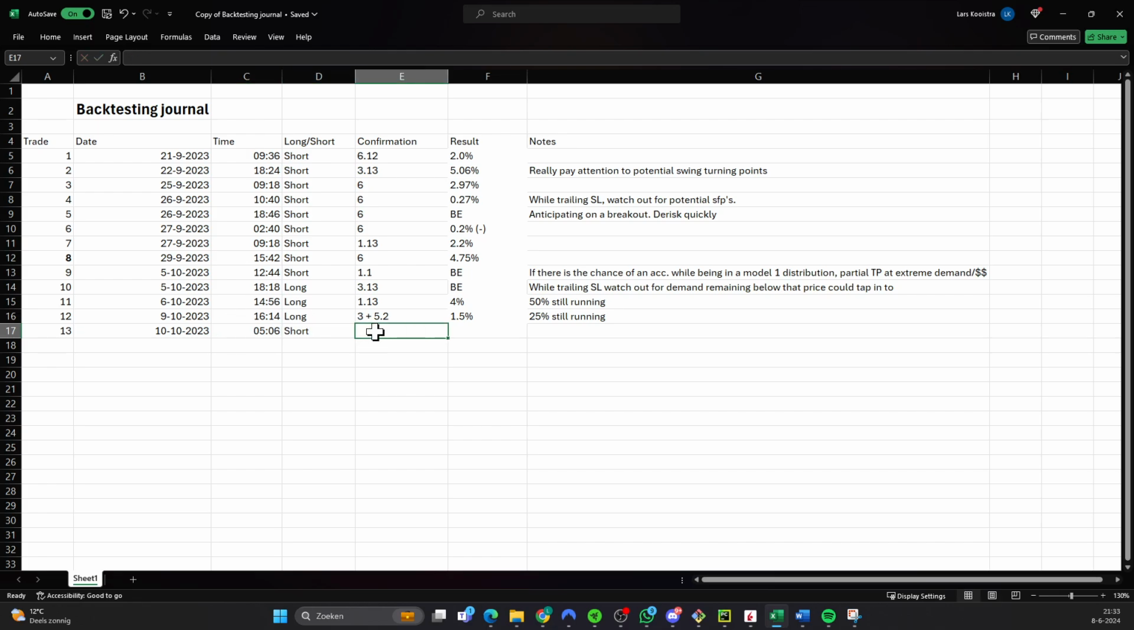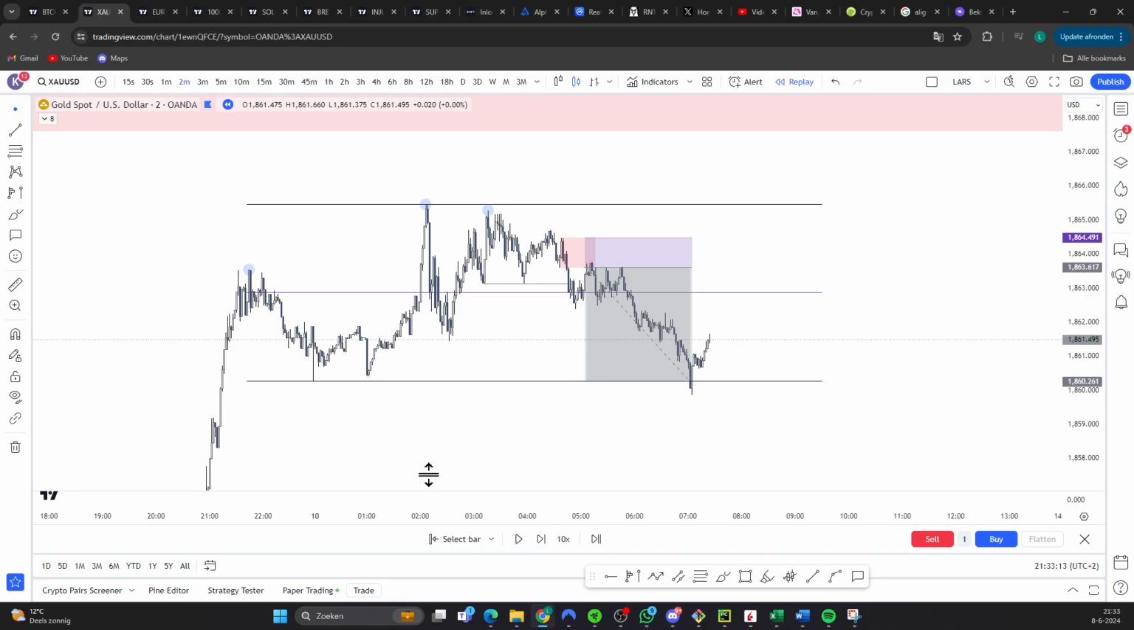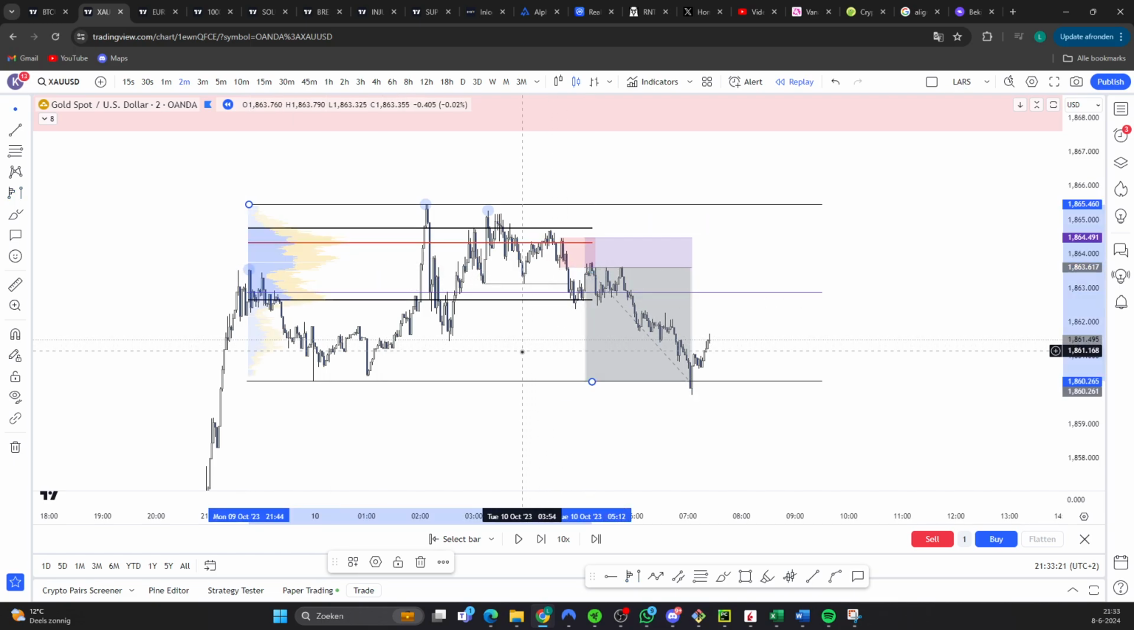Short. This was a 3 point. You can say you're trading the third tap because you're waiting for the break here, but at the same time it could be kind of the LPSY as well. I'm gonna say model 2.